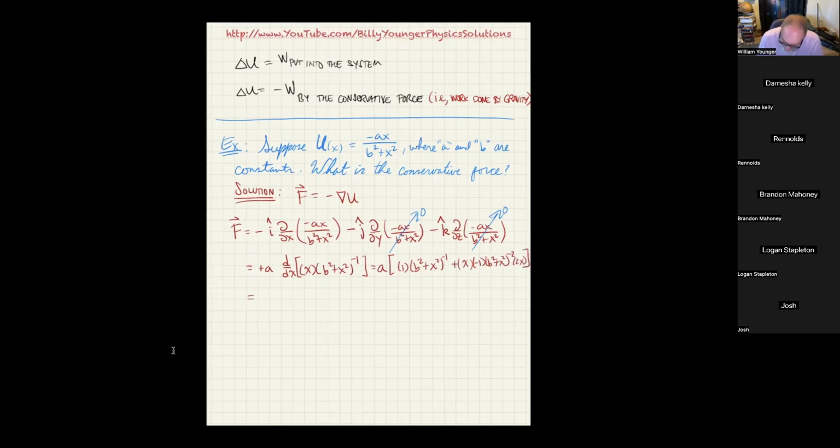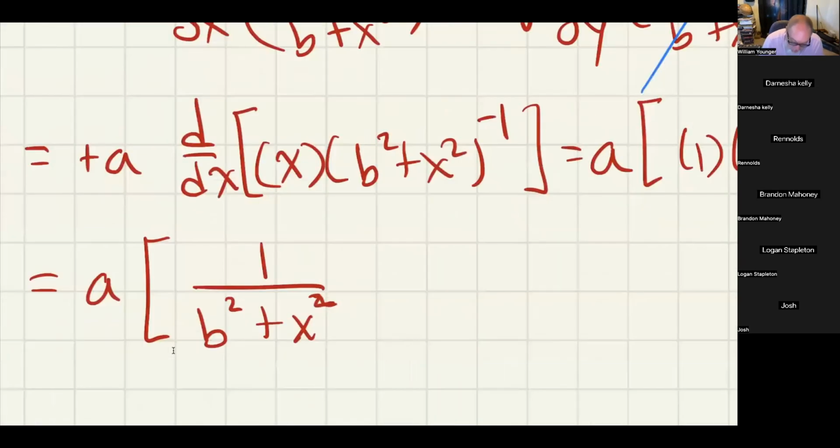So now I can say a is still out in front, and I'm going to get 1 over b squared plus x squared. And now I'm going to make use, actually, let me get that looking a little better.